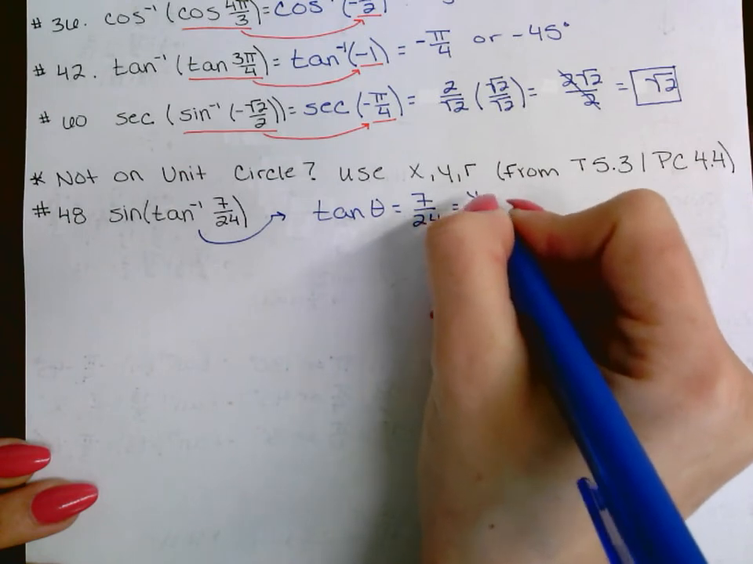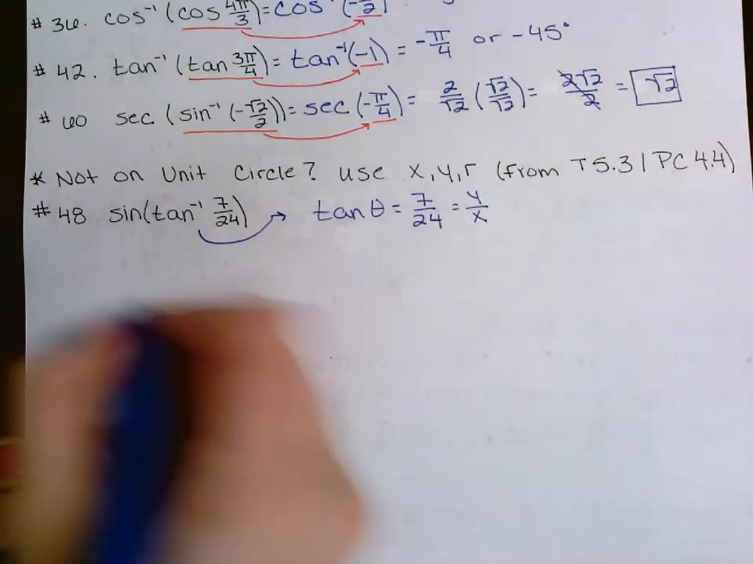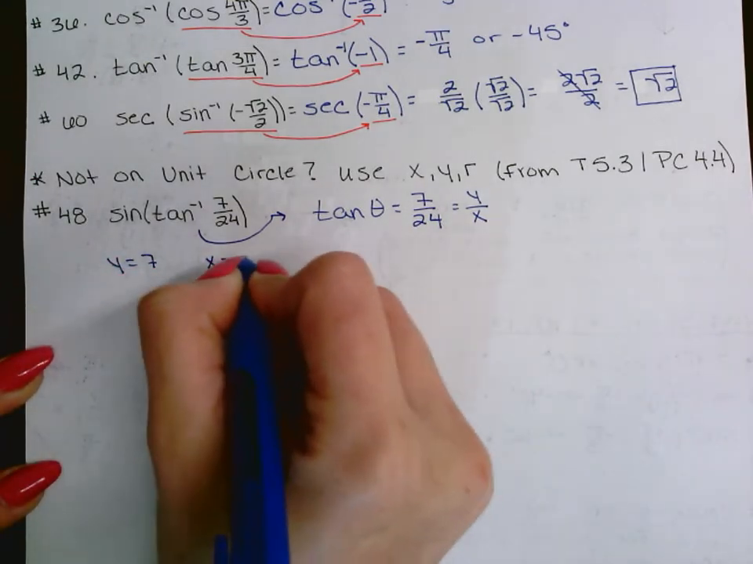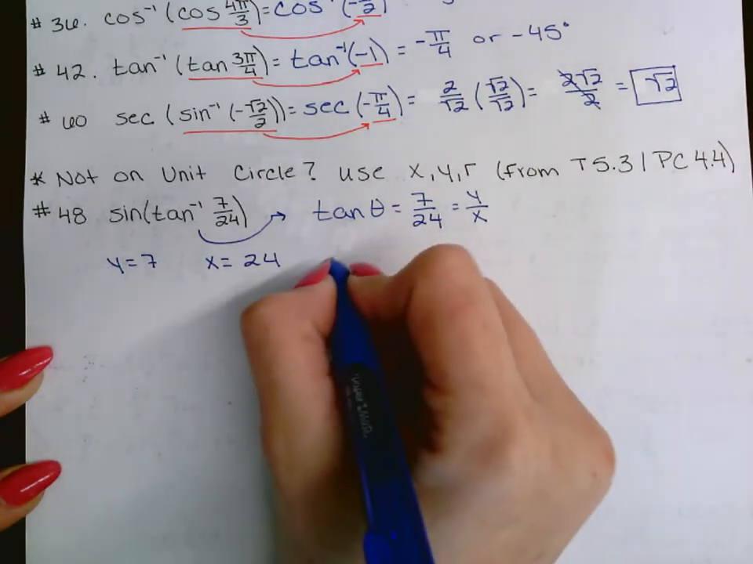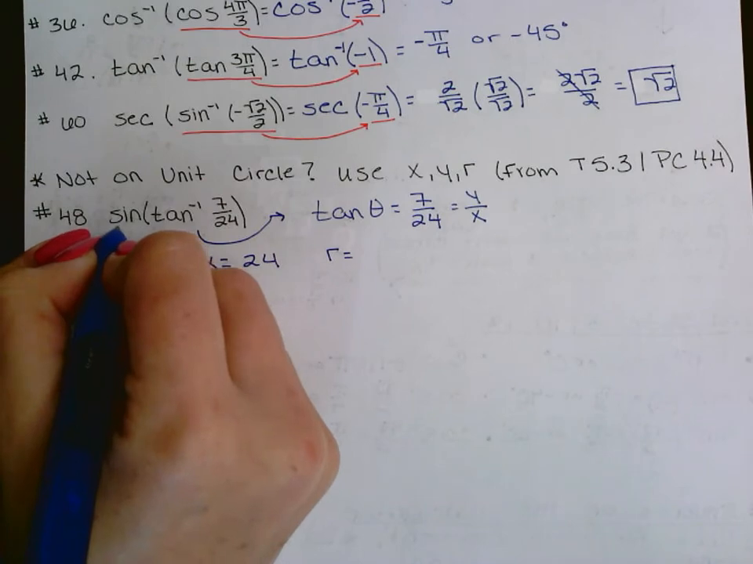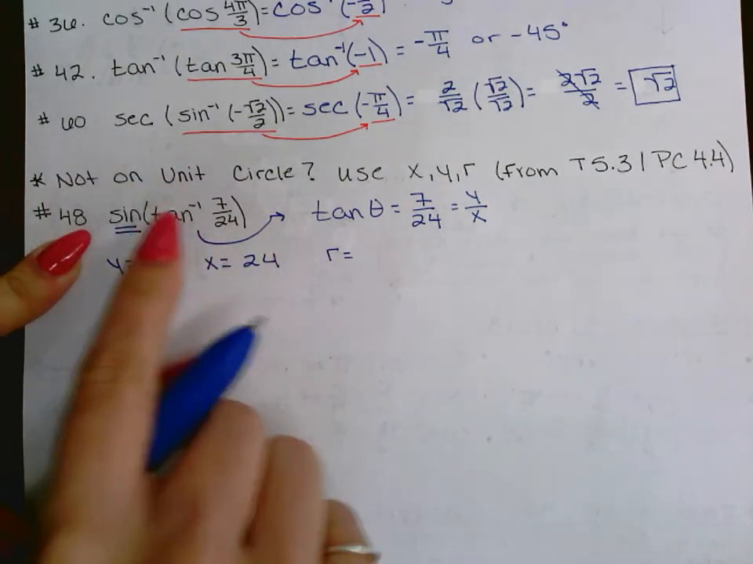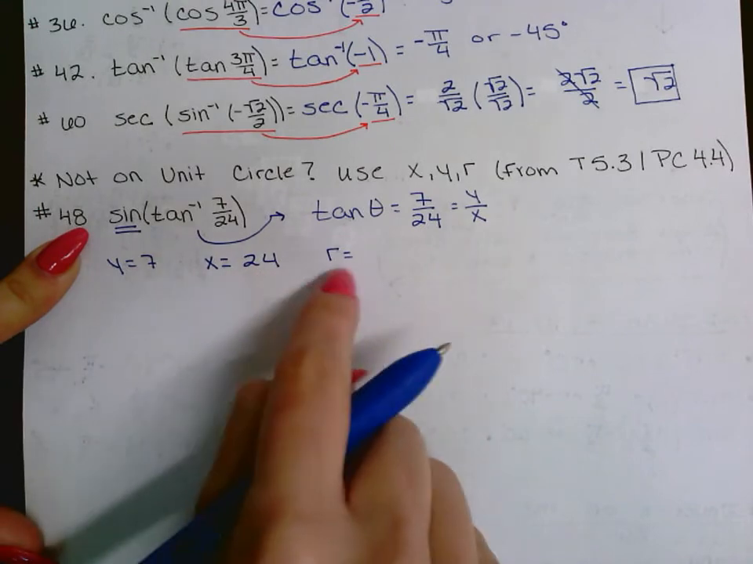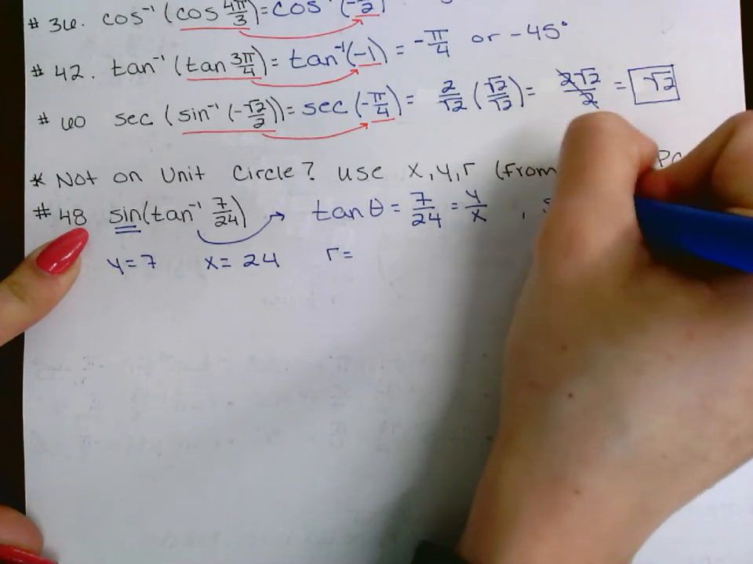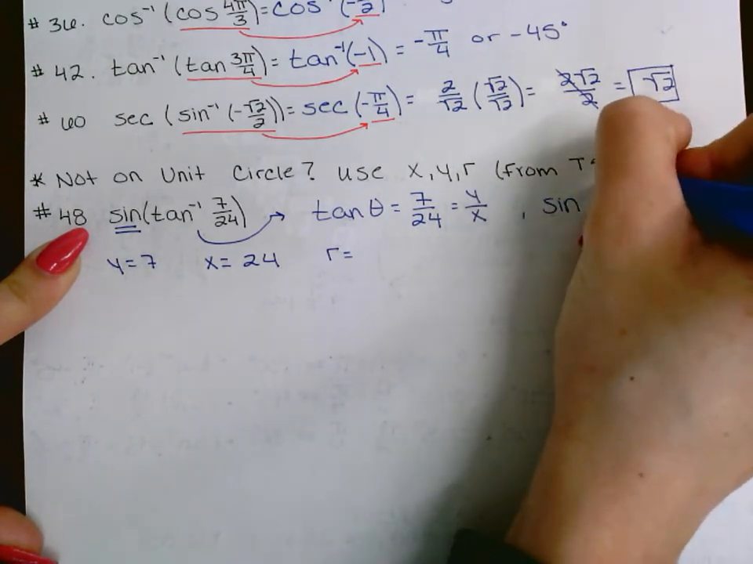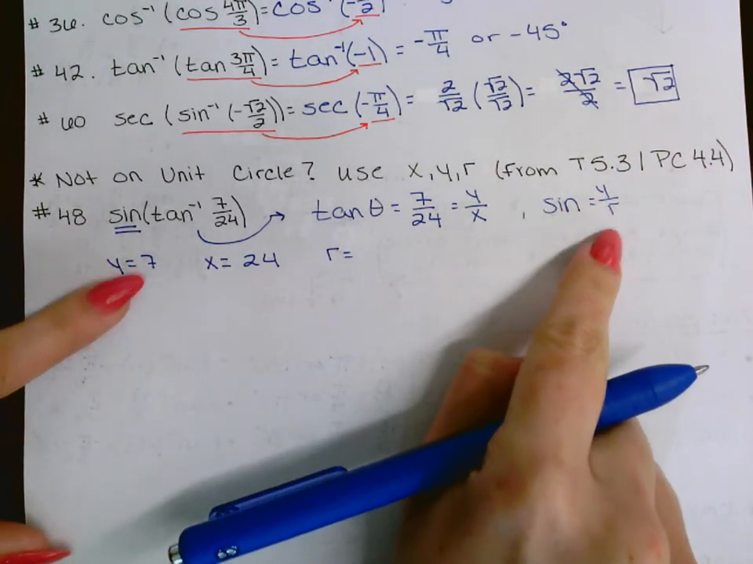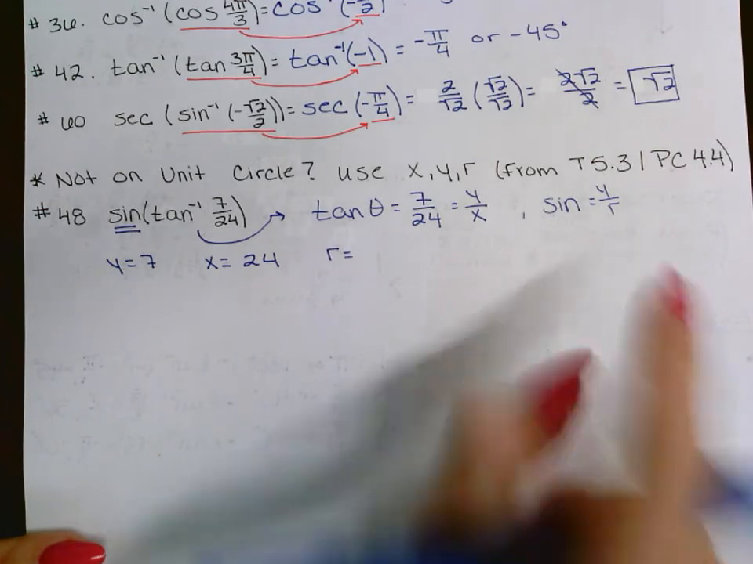Tangent was y over x. So I know that my y is 7 and my x is 24. My job now is to find my r. Now the final answer that they want me to figure out is sine. So I'm going to use the inside to solve for my x, y, and r to then be able to answer what sine is. Which sine is y over r. So I already have part of my answer. It's going to be 7 over whatever I find r to be.